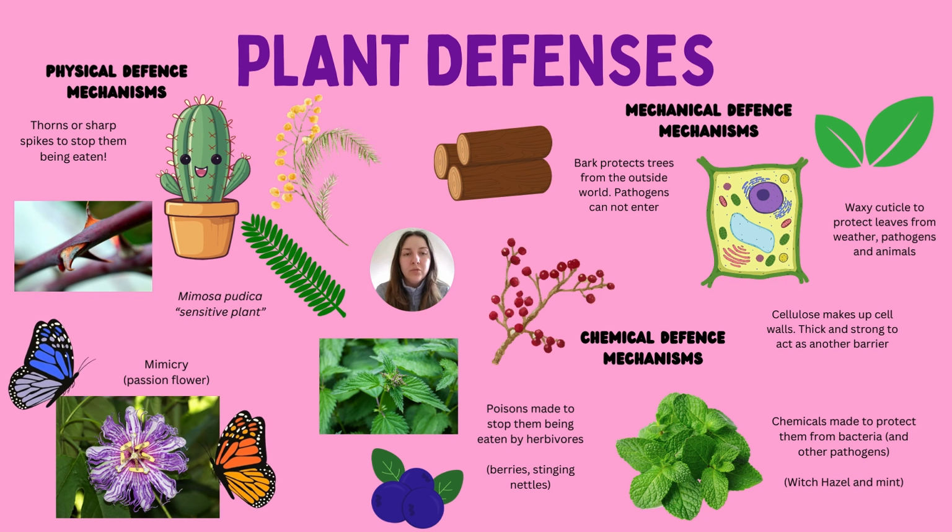Mechanical defense mechanisms also include certain structures that actually help prevent them being destroyed or weathered by the environment. So bark protects the outside of the organism, such as a tree, from pathogens so they cannot enter. And we also have waxy cuticles on leaves to protect them from weathering and other animals that want to consume them.